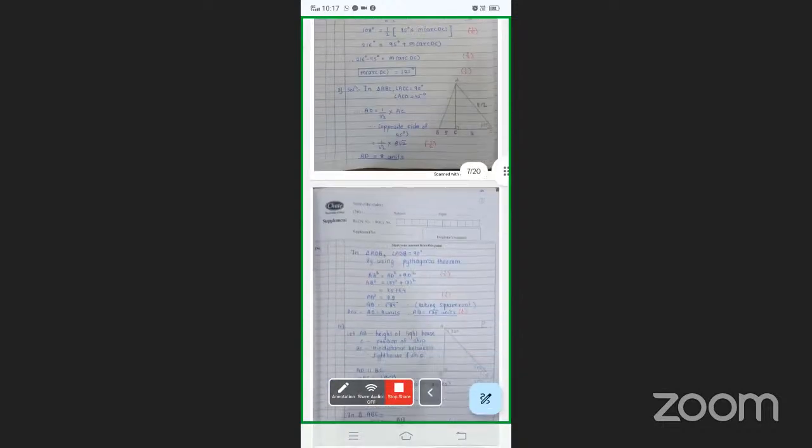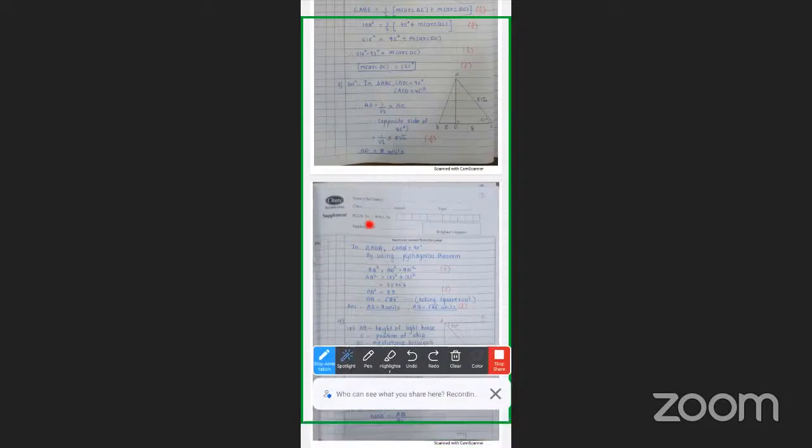Then focus here. We have to find out the value of AB also. So here the AD and BD values are given. So we have to find out the value of AB by using the Pythagoras theorem. So AB square is equal to AD square plus BD square. Put the given values. So AB square is equal to 5 square plus 8 square. 5 square is 25. 8 square is 64. It becomes root 89. So AB's value is root 89 units. Correct? So here we completed the third question.